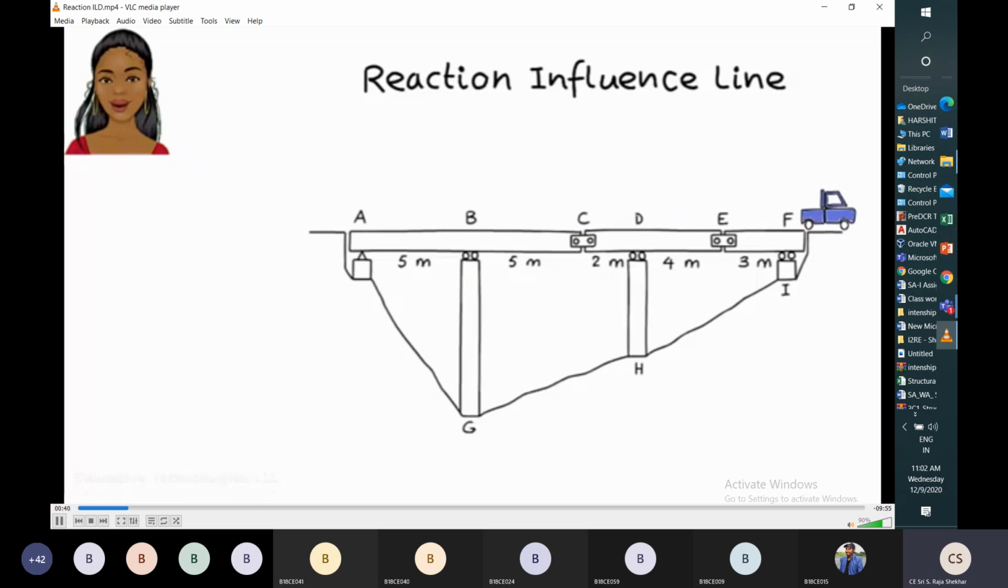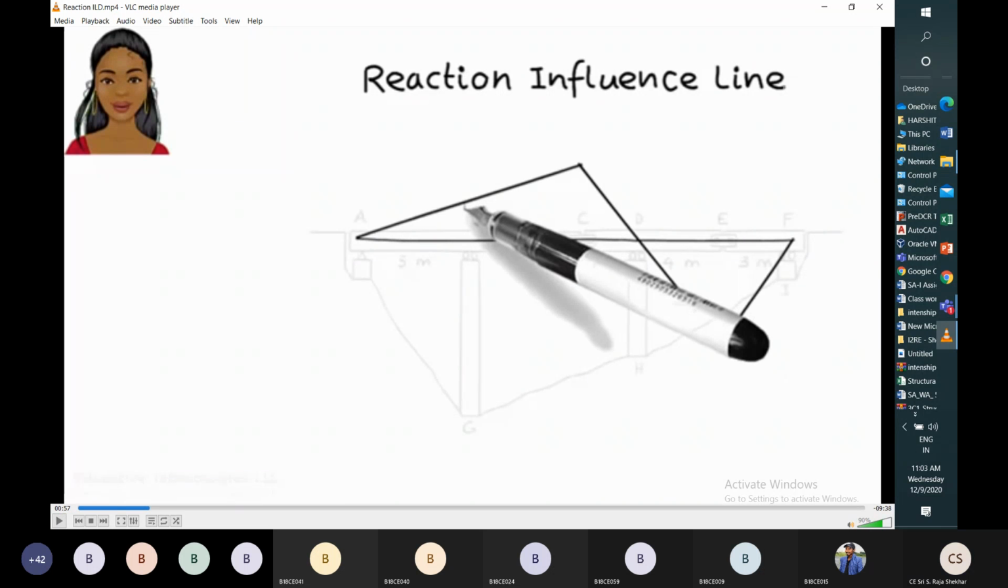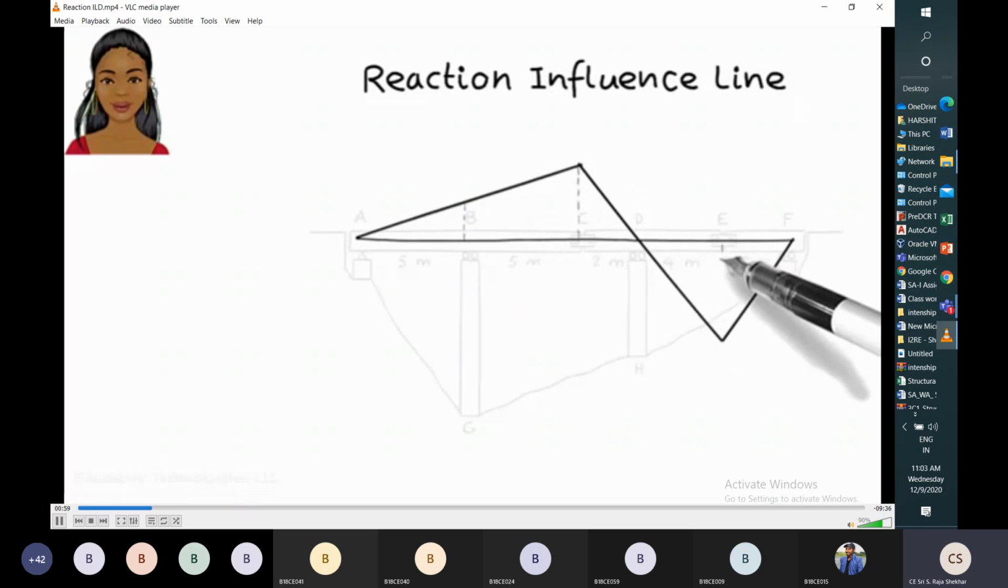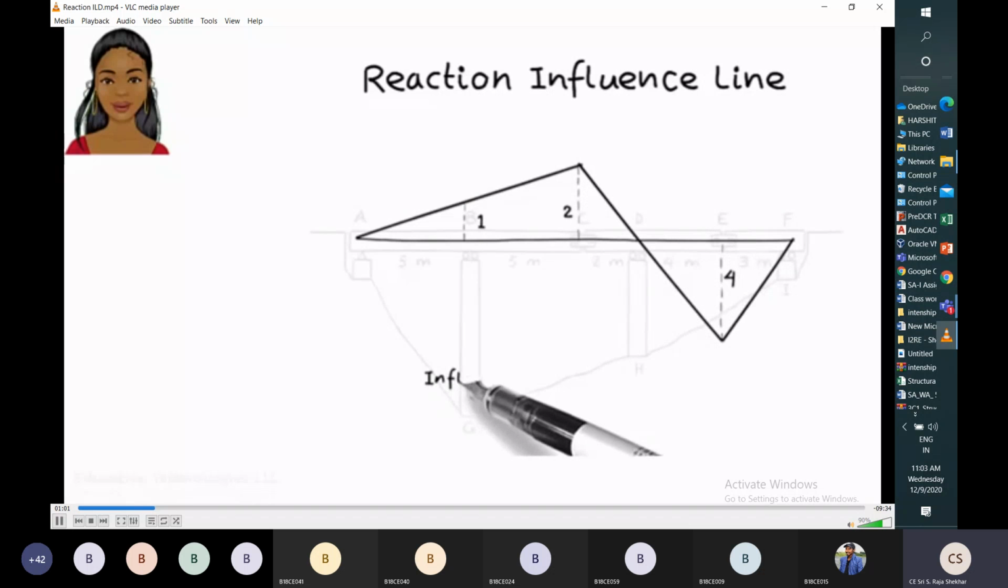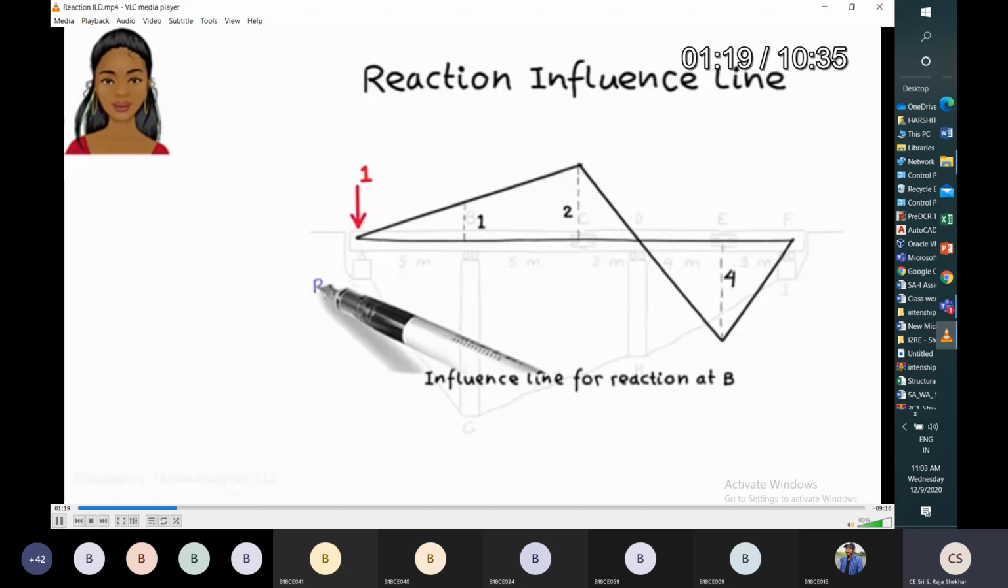For the design of the column member BG. So this is the variation of the shear influence line, the reaction influence line, for the member BG when the unit point load is moving from A to F. Right. What is the shortcut to draw this reaction influence line?